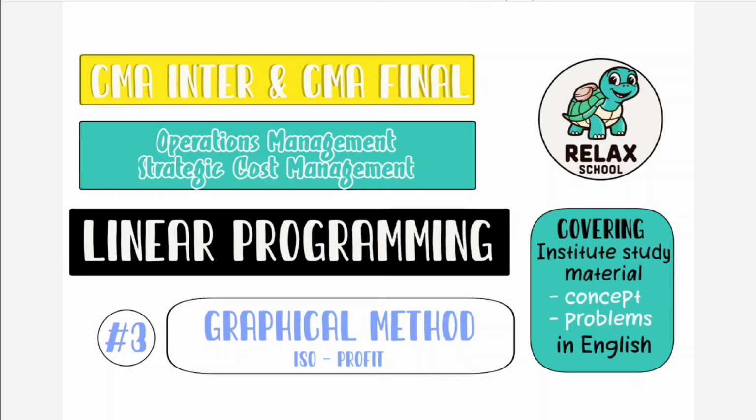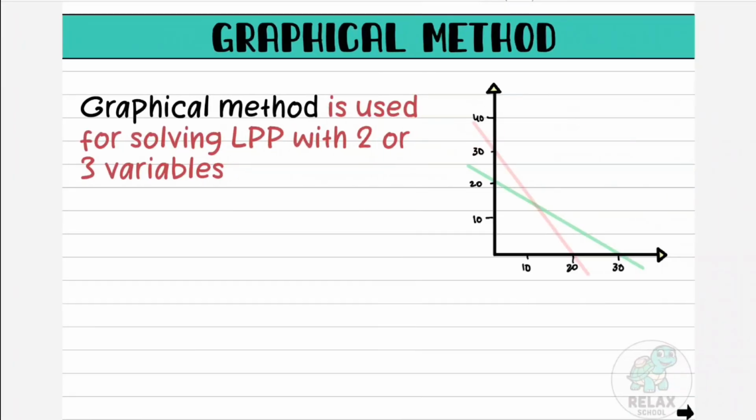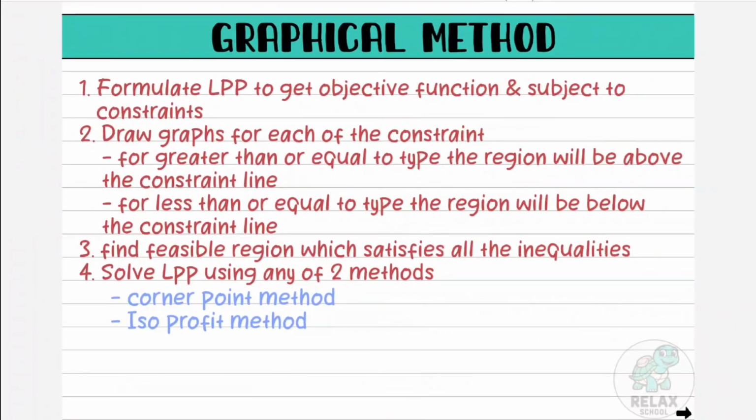This is our third video on linear programming, and in this video we are going to solve LPP using the isoprofit method. So let's have a quick recap of the steps involved in solving LPP problems. The first step is to formulate the LPP to get the objective function and subject constraints. The second step is to draw the graph for each of the constraints.